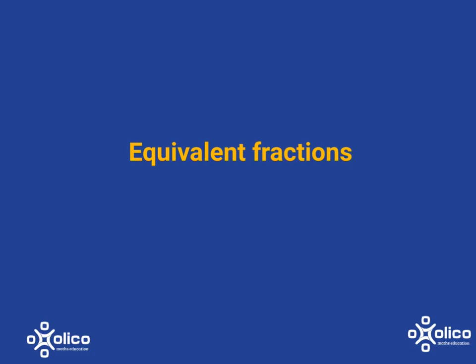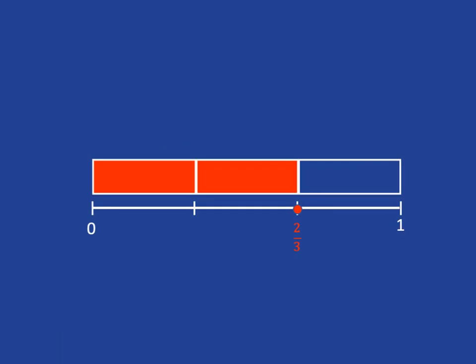Let's have a look at equivalent fractions. Here, I've taken the whole and divided it into three pieces, and I'm considering two of them, so I've got 2/3. But I could just as well cut this up a little bit more finely. This isn't going to change the number I've got. I've still got the same amount of red, and I'm still in exactly the same position on the number line.